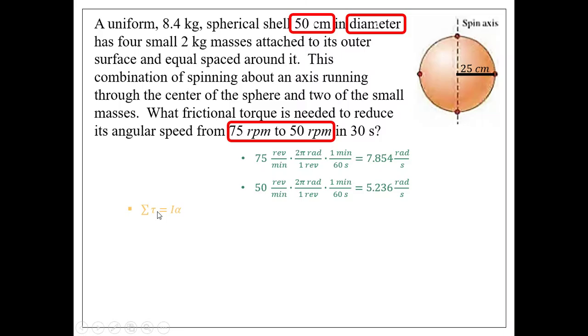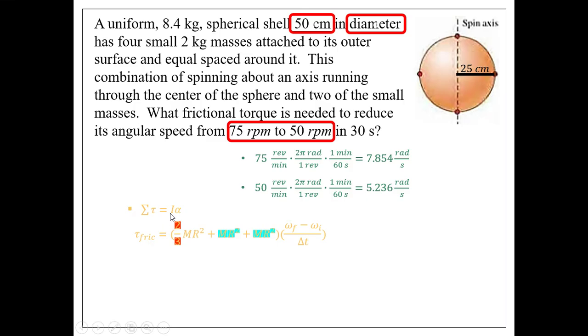Well, the question essentially asks for the frictional torque. So in this particular problem, I'm just going to set up net torque equals I alpha. The only force acting on this particular system, as indicated, is some sort of frictional torque that's going to cause the system to slow down its angular speed. So here, I'm just going to expand my net torque to just really the torque due to friction. It is the only torque presented in this particular problem.